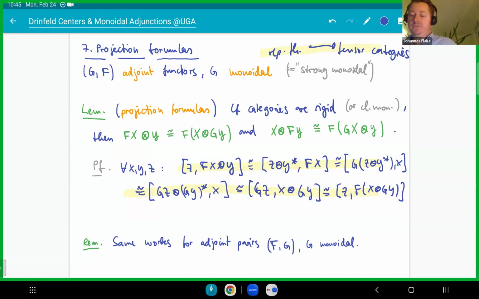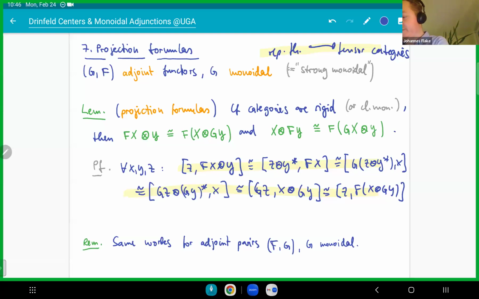We consider the following setup. We have a pair of adjoint functors, G and F. These are antiparallel functors. They are adjoint, G is the left adjoint, F is the right adjoint. But now G is assumed to be monoidal. This is the special case. And monoidal for me always just means strong monoidal. There are people who make different distinctions here.